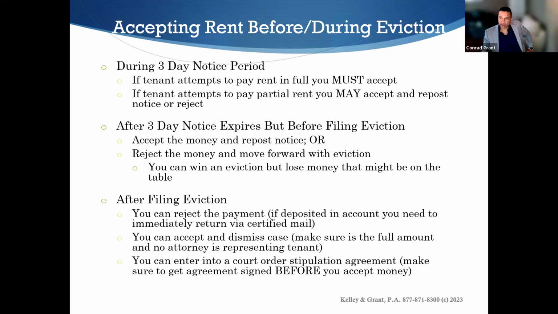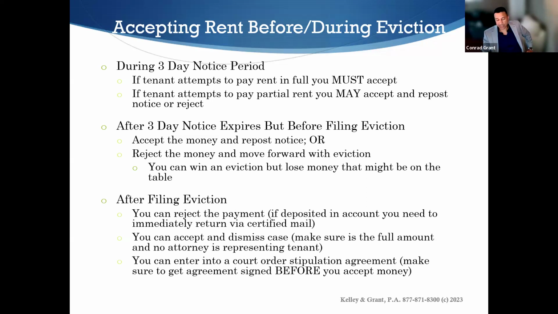Take it, and here's what you do. You serve another notice right there on the spot. You serve another 3-day notice for that $1,000. But if that same tenant showed up with only $500, you don't have to take it. It's your choice at this point. But what happens after the 3-day notice expires, but before you file the eviction? You can accept the money and repost a notice, or you can reject it altogether and just move on with your eviction. After filing the eviction, do not accept any money.